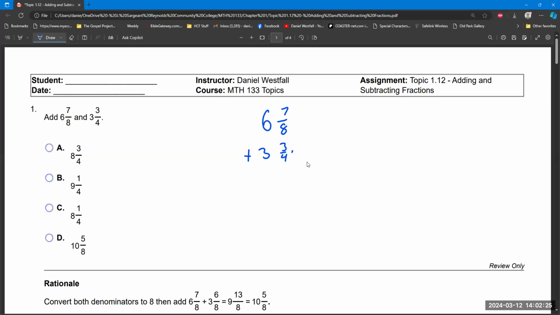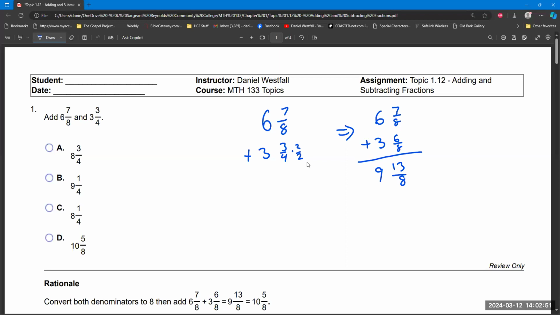So I can multiply 4 times 2 to get the common denominator of 8. So that makes this problem the same as 6 and 7/8 plus 3, and 3 times 2 is 6. 4 times 2 is 8. We add them together here. 7 plus 6 is 13 over 8. 6 plus 3 is 9.